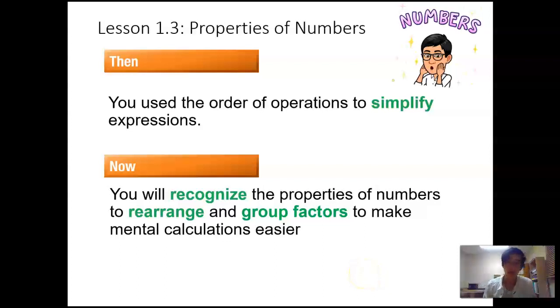In our previous lesson we used order of operations, or PEMDAS, to simplify expressions, right? Having a bunch of numbers and then narrowing down to find that one number, when you have a bunch of addition, subtraction, multiplication, and division. Now, we're going to figure out ways to recognize the properties of numbers to rearrange and group factors to make mental calculations easier, right? Because in math, it's a lot of problem solving. And of course, when we do problem solving, we don't always want to do the long way, right? We want to find shortcuts and ways that simplify the process. So this is what this lesson is going to be about.